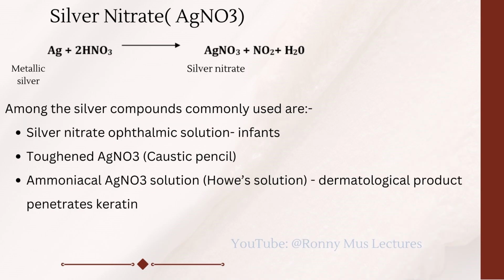We look at silver nitrate. Silver nitrate can be prepared by reacting metallic silver with concentrated nitric acid, and that will give you silver nitrate. Among the silver compounds that are commonly used, you have silver nitrate ophthalmic solution that is used in infants, in prophylaxis against ophthalmia neonatorum. Then you have toughened silver nitrate, which is also known as caustic pencil for management of warts. Then you have ammoniacal silver nitrate solution, which is also known as Howe's solution.